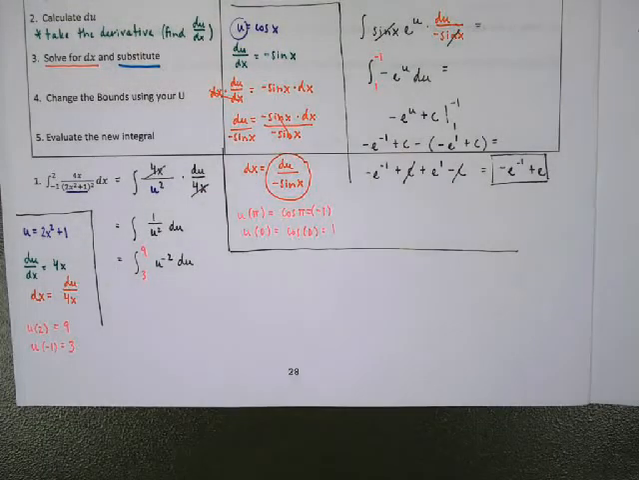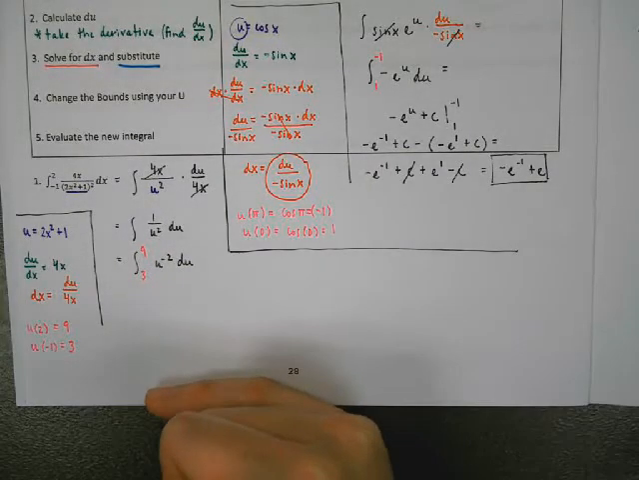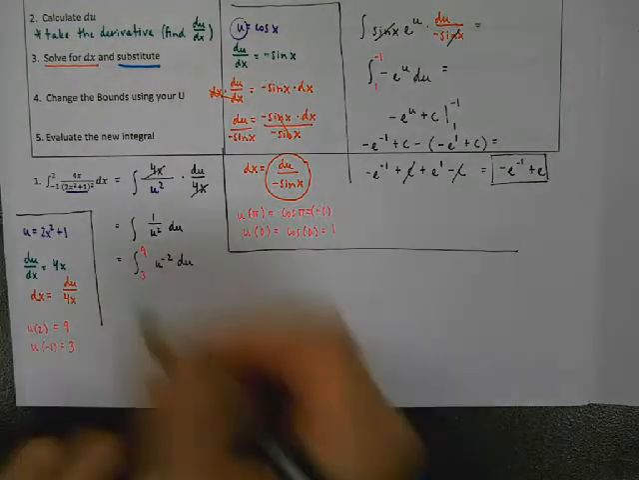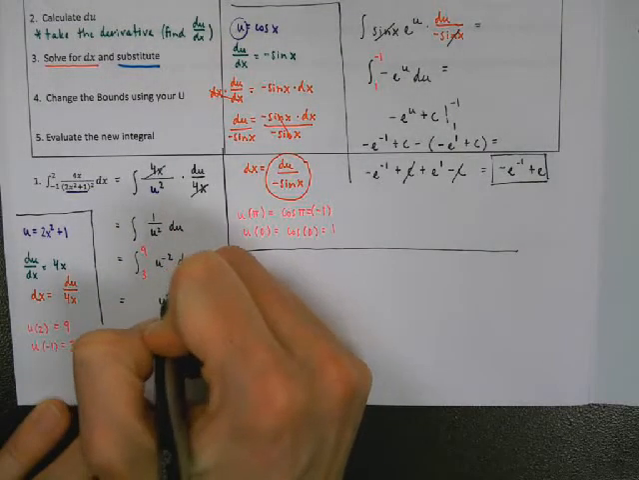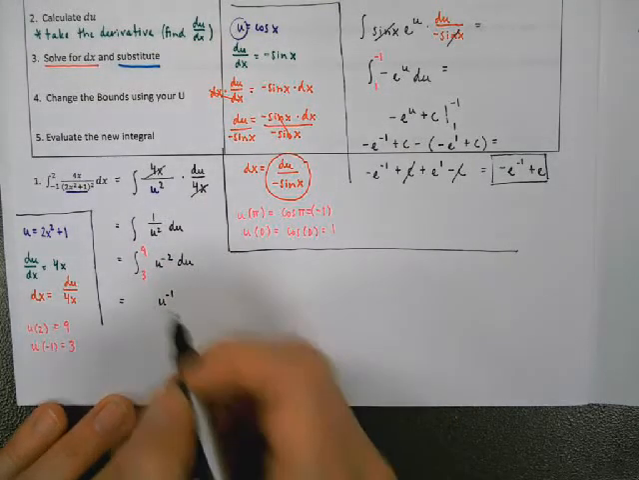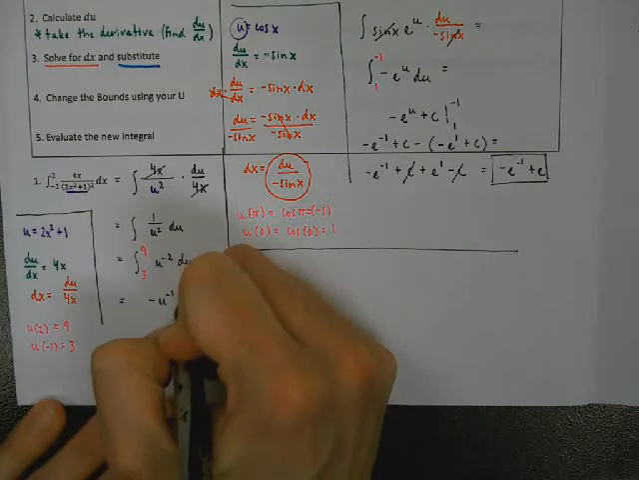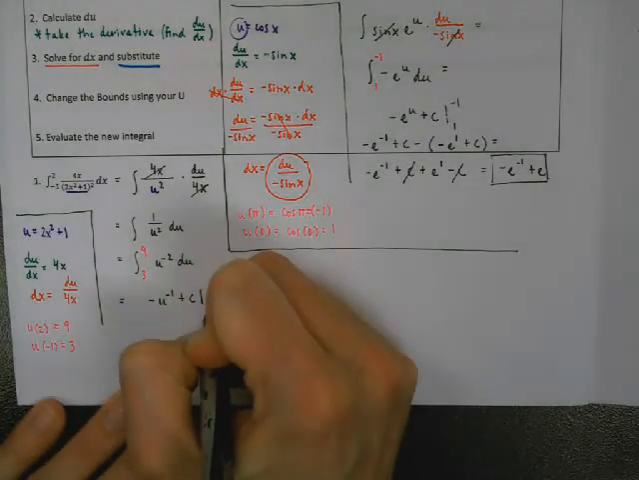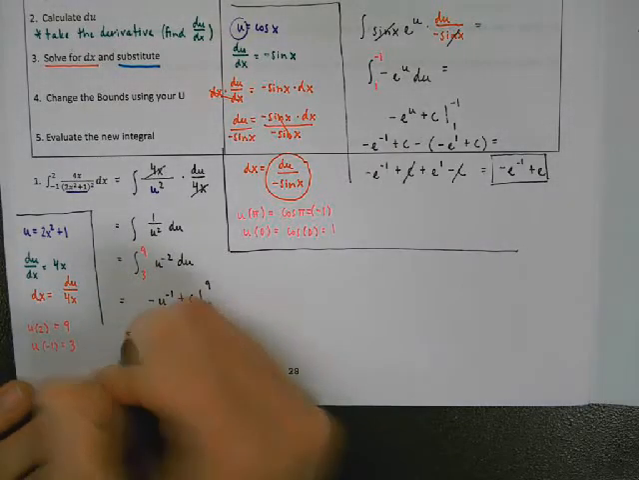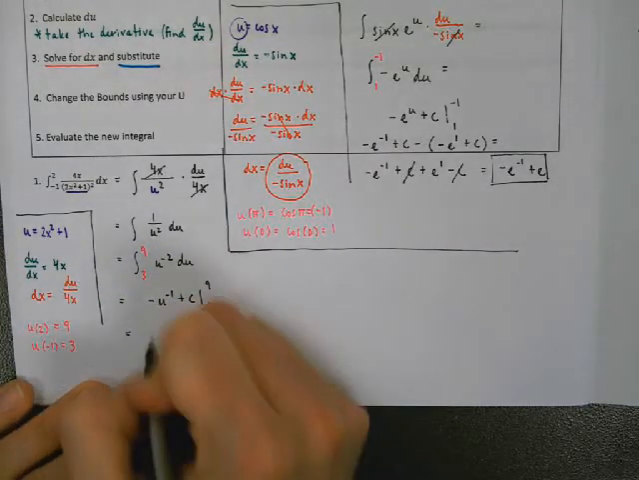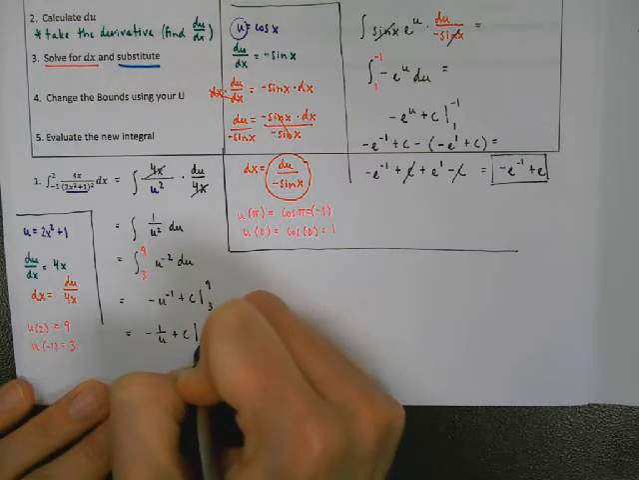And again, from here on out, it's the exact same process that you already know how to do. So I'm going to take my antiderivative. If I add 1 to this, I get u to the negative 1. I divide by a negative 1, which is going to make this a negative. I have my plus c, and I'm evaluating from 3 to 9. Now, I like to think of this instead of u to the negative 1, I have negative 1 over u plus c from 3 to 9.